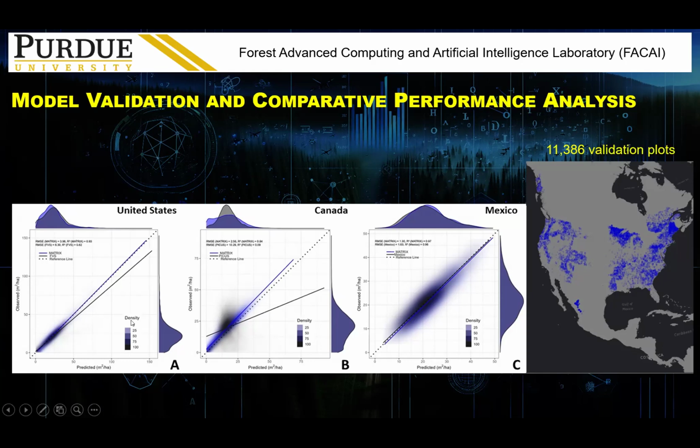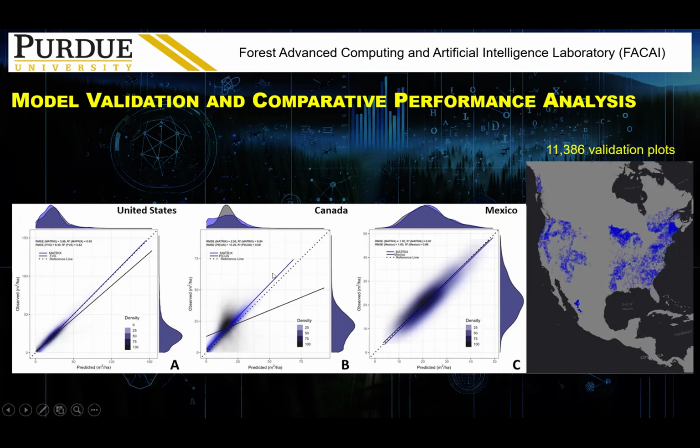So what we have seen here for the comparison between matrix and FVS is that for the United States, the matrix model's trend line, the predicted against observed data, which is this blue solid line here, is very close to the reference line. However, in comparison, the FVS is slightly off. And in terms of root mean square error, or RMSE, the matrix model is 50% more accurate than the FVS model.